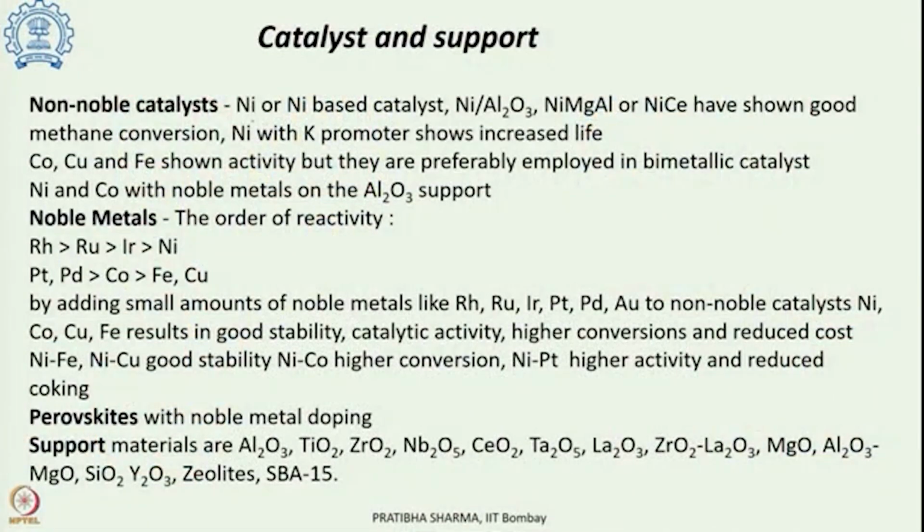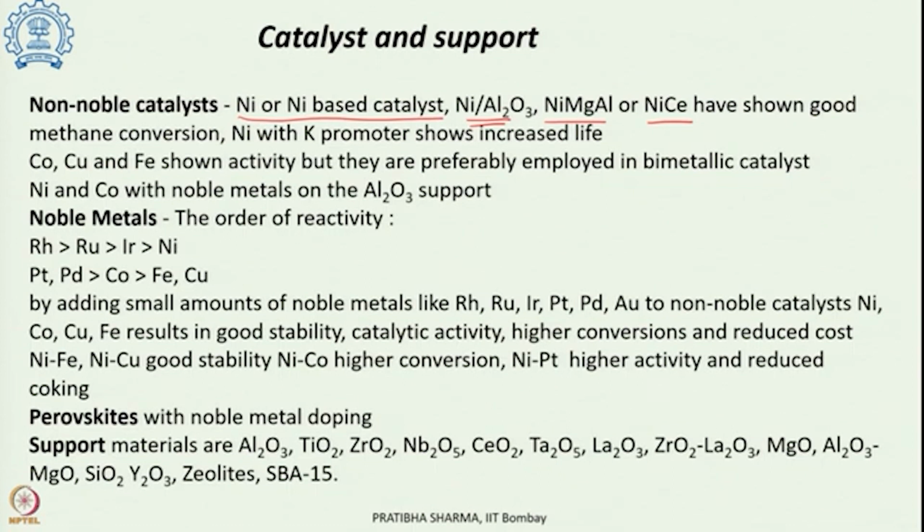Now, the various catalysts used in the dry reforming process can be either non-noble metal catalysts like nickel or other nickel based catalysts, which can be on supports like Al2O3. This is the most widely used catalyst and support combination. It can be nickel magnesium aluminum or nickel cerium. All these nickel based catalysts have been shown to have very good methane conversion.